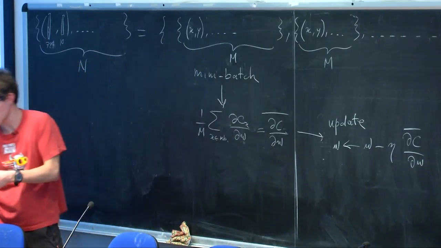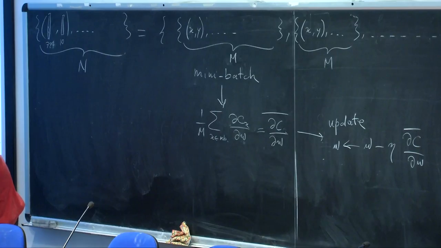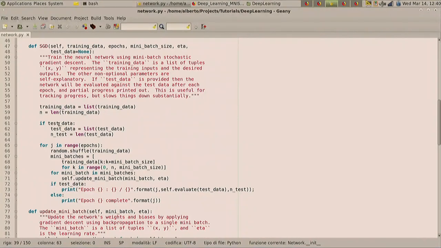So what it's going to do is this. You get the training data. And if you also want to test your performance, you also give this test data as an input. By default, it's set to none, so you don't test anything. But it's good to check how good your training is, how good your algorithm is. So you can set this flag to the name of the list of testing data that you're using.